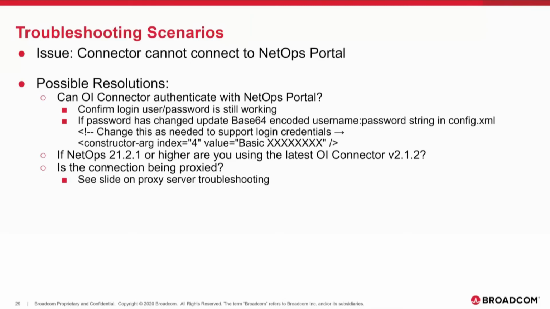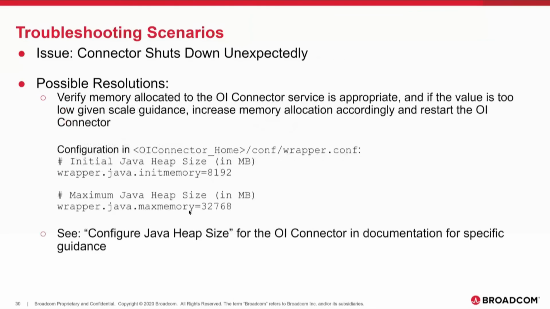As I mentioned, if you're using NetOps 21.2.1 or higher, then you need a newer version of the connector. You need 2.1.2 because of the increased security and credentials required to authenticate. If your connection is being proxied, there's a slide up ahead on proxy server troubleshooting. You probably want to not proxy the connection between the connector and NetOps portal.